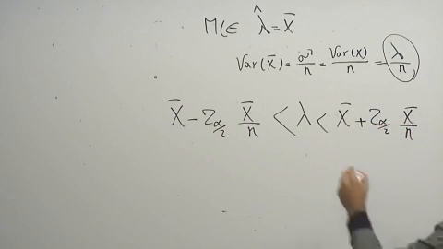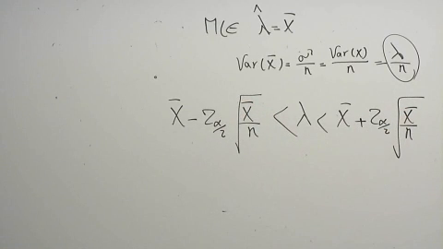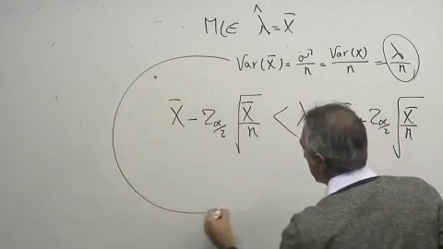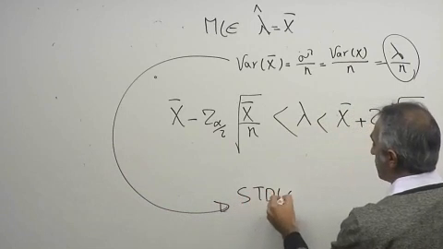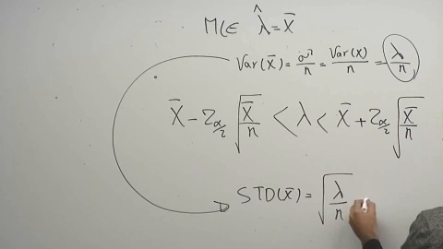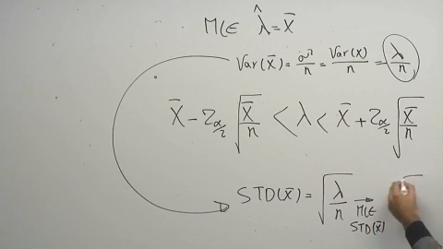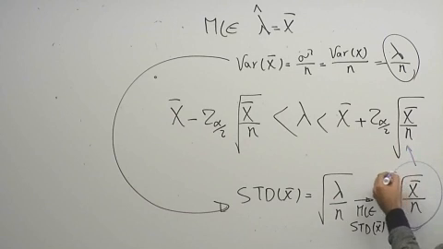So this is the variance. I'm sorry, I need to take a square root because this is the variance. Let me just write it here. Your standard error of x bar is this guy. So the MLE estimate of the standard error, standard deviation of x bar, is the square root of x bar divided by n. This is what I used here and here.